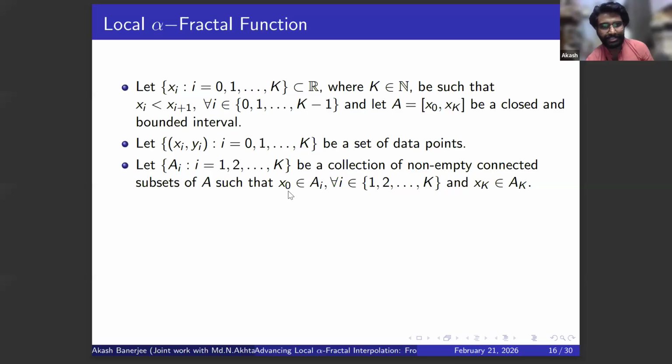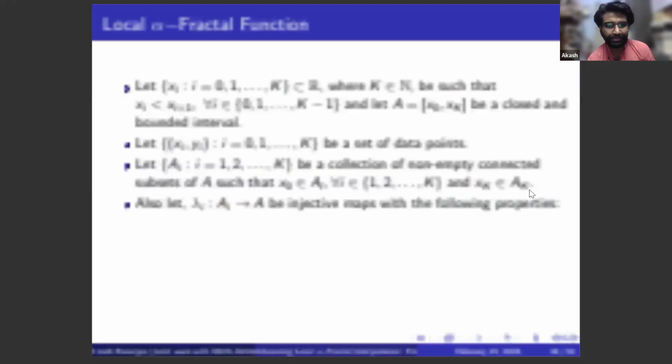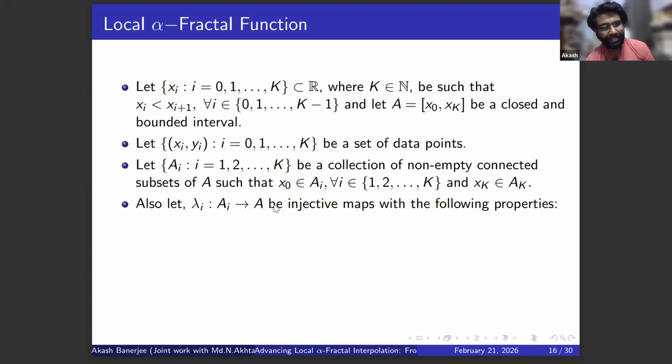They are taken in such a way that x0 belongs to A_i for all i. So the first point of the interval, x0, has to be in all of these connected subsets. Connected subsets means just closed intervals or open intervals, and xk, the last point, has to be in the last set, capital A_K. And then we have taken lambdas as required.